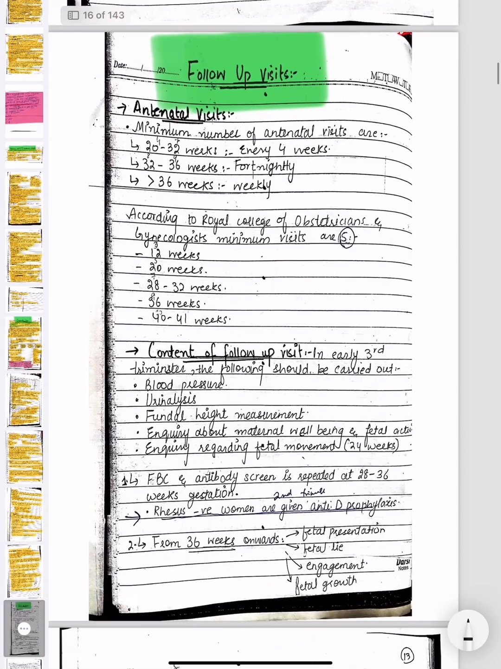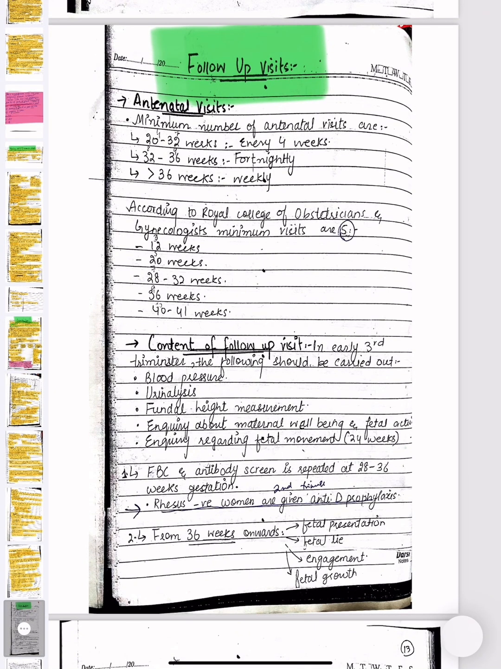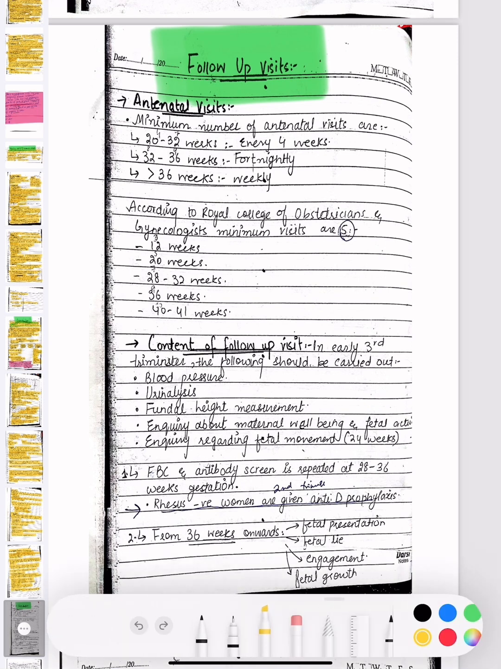Now, coming towards the follow-up visits. We have the antenatal visits. The minimum number of antenatal visits is every 4 weeks, and in 20 to 32 weeks, the patient should visit every 4 weeks. Then from 32 to 36 weeks, a fortnightly visit should be done, and beyond 36 weeks, a weekly visit should be done.